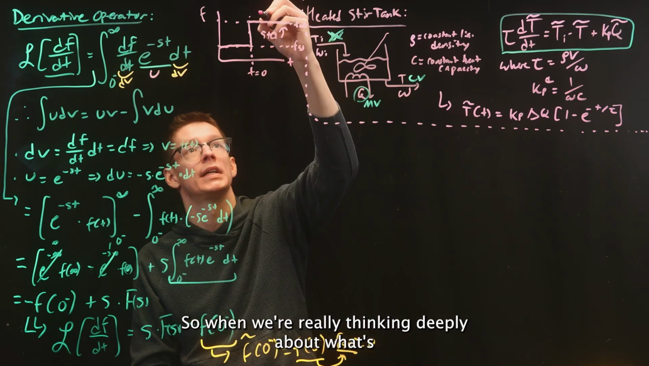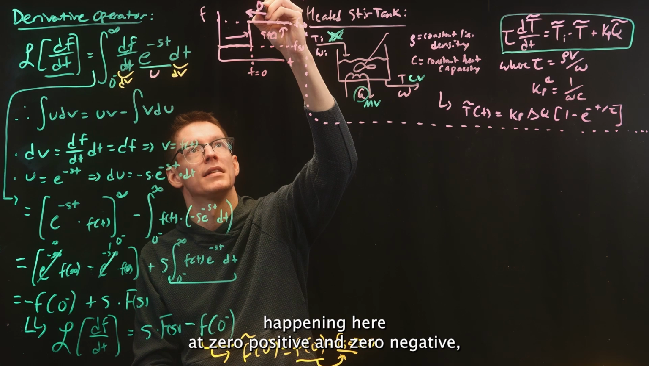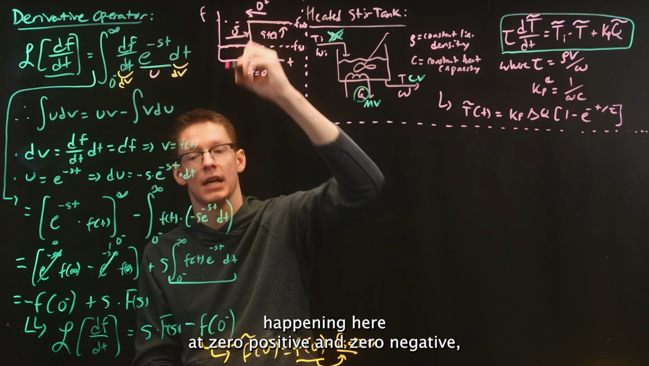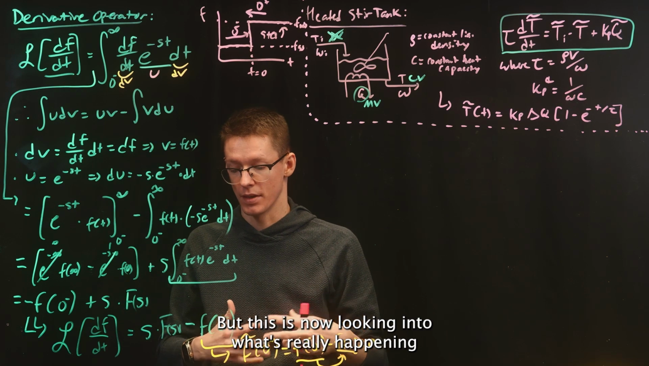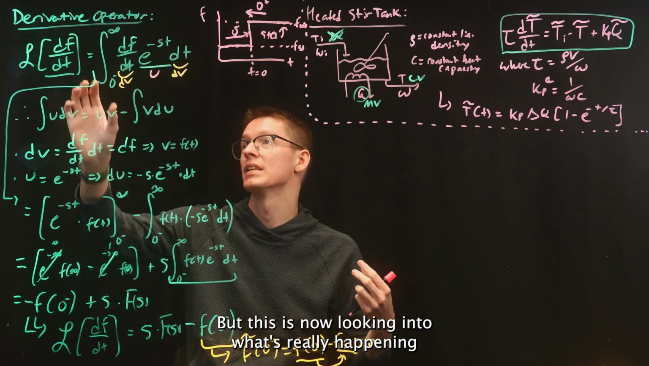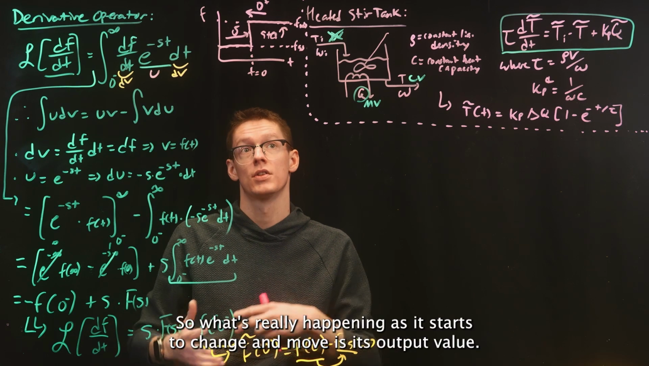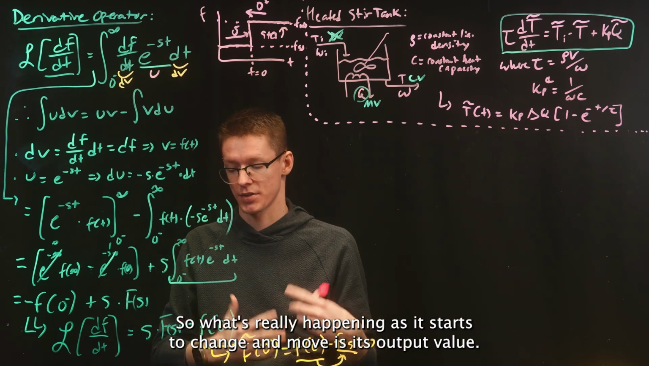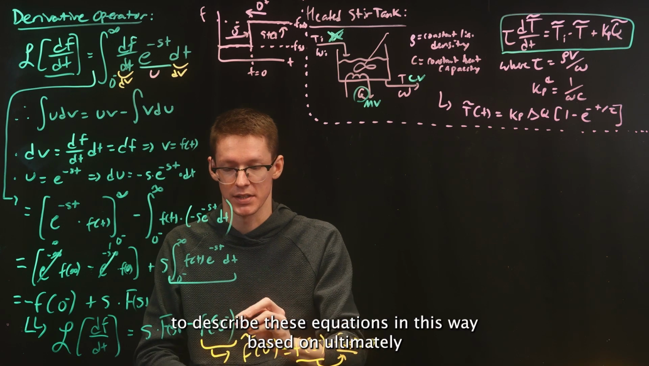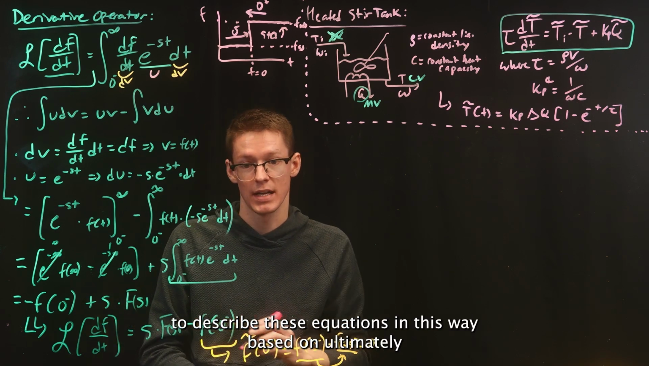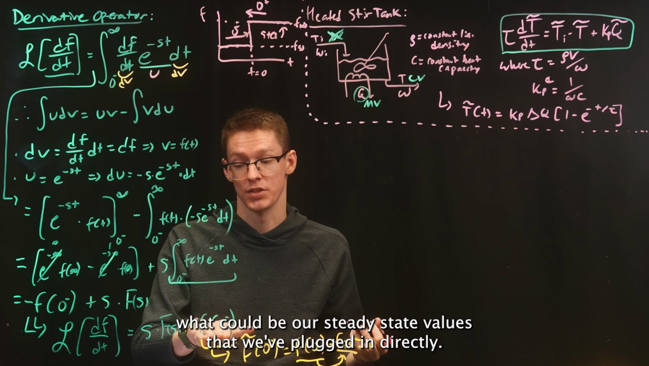So when we're really thinking deeply about what's happening here at 0 positive and at 0 negative, we are having some type of conditional value and change. But this is now looking into what's really happening based on a derivative operator for your function. So what's really happening as it starts to change and move as its output value. And it's really interesting that we can start to describe these equations in this way based on ultimately what could be our steady state values that we've plugged in directly.